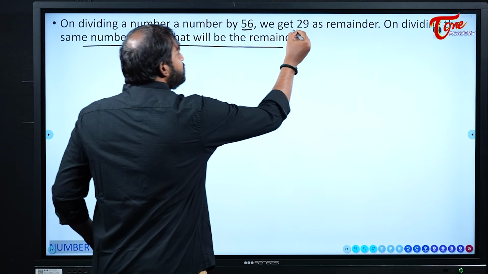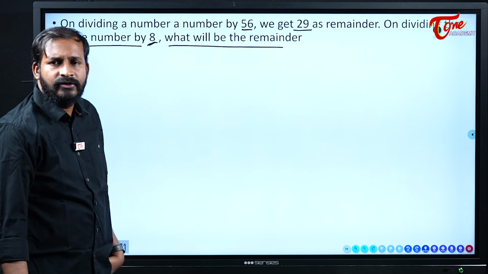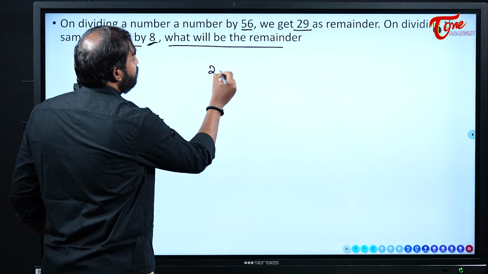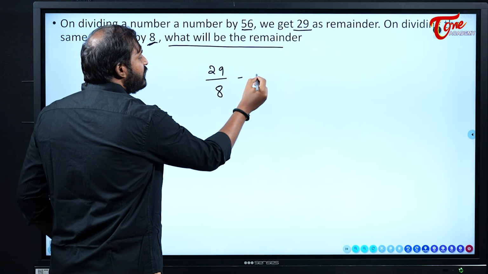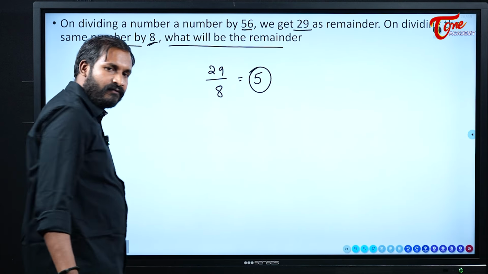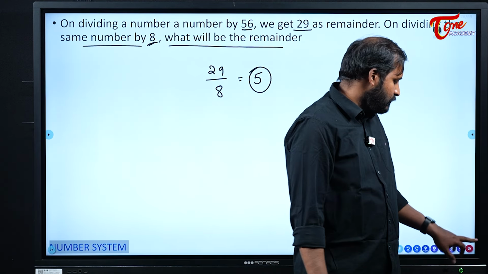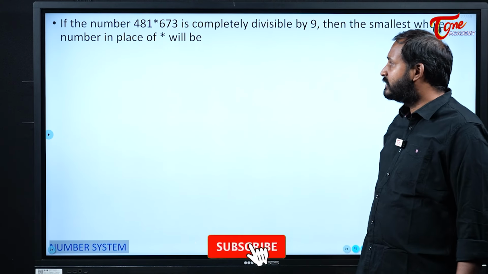And it will be left with some 29, right? Now we need to check only this 29. That is enough. Now simply check what is the remainder for 29 by 8. 5 is the remainder for 29 by 8. So our answer here is 5. No need to worry about the given number. We only check that number.